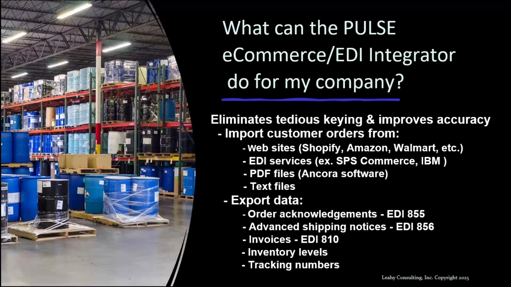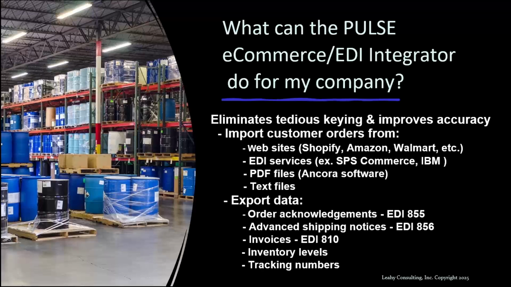So the export section here says we're exporting order acknowledgements, which is what's called an EDI 855. It's an 855 transaction type. So we're sending back order acknowledgements, advanced shipping notices, and electronic versions of the invoices.